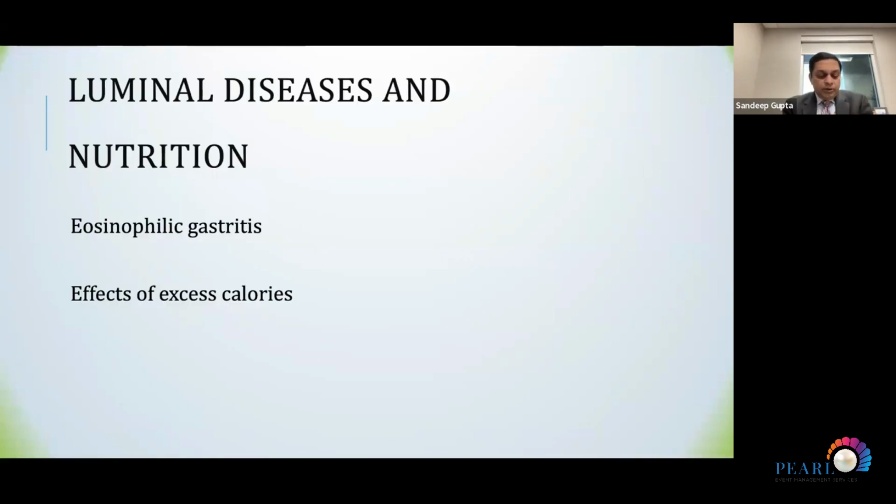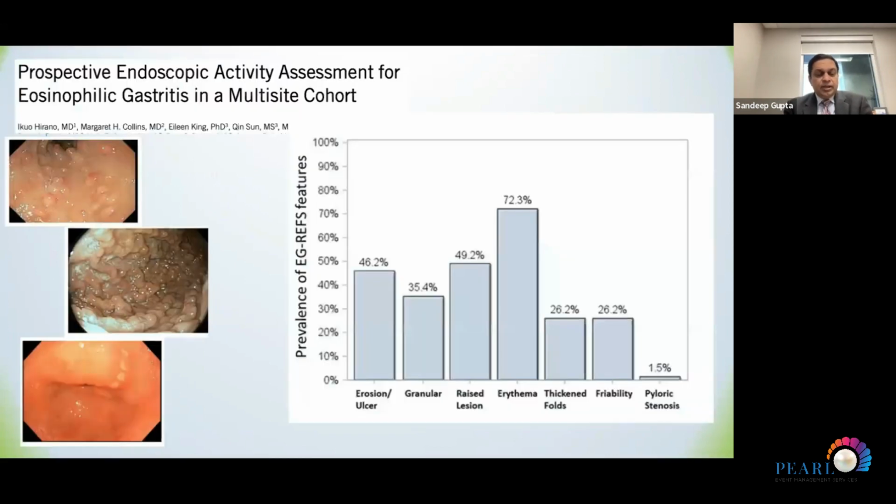We'll talk about a paper on luminal disease and a paper on excess calories on nutrition. So this is on eosinophilic gastritis, looking at a scoring system known as EG-REFS, Eosinophilic Gastritis Reference System for Endoscopy. This system looks at various endoscopic features of eosinophilic gastritis, including erosions and ulcers, as shown on the bottom left of the slide, nodularities, as shown on the top left of the slide, and thickened folds as shown on the middle part of the left side of the slide.